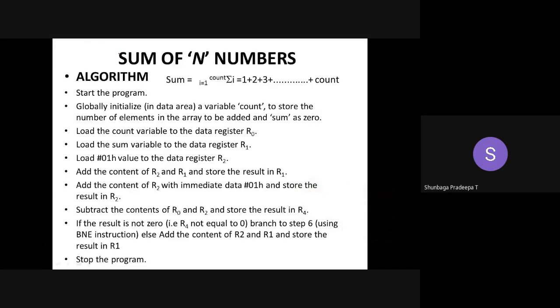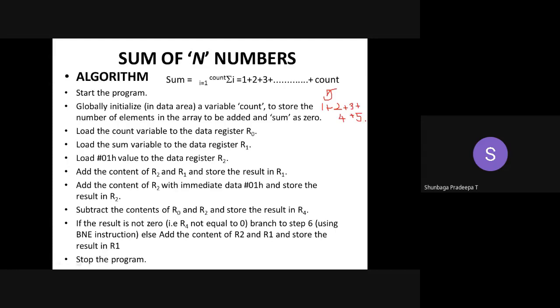So the next one is sum of n numbers. Earlier we added only 4 numbers. Here I want to add numbers starting from 1 till n. Here n is the count. Starting from 1, I have to count till the number I am specifying. If I am specifying my count as 5, I should perform 1 plus 2 plus 3 plus 4 plus 5. If it is 7, I should perform 1 plus 2 plus 3 plus 4 plus 5 plus 6 plus 7.